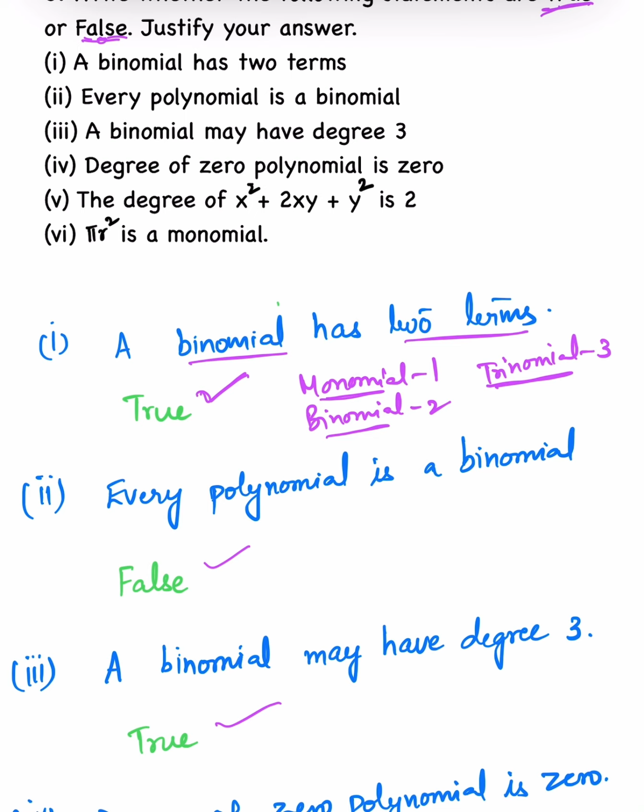Every polynomial is a binomial. No, as discussed above, a polynomial can be a monomial, binomial, trinomial or multinomial. So there is no rule that every polynomial is a binomial. So this statement is false.